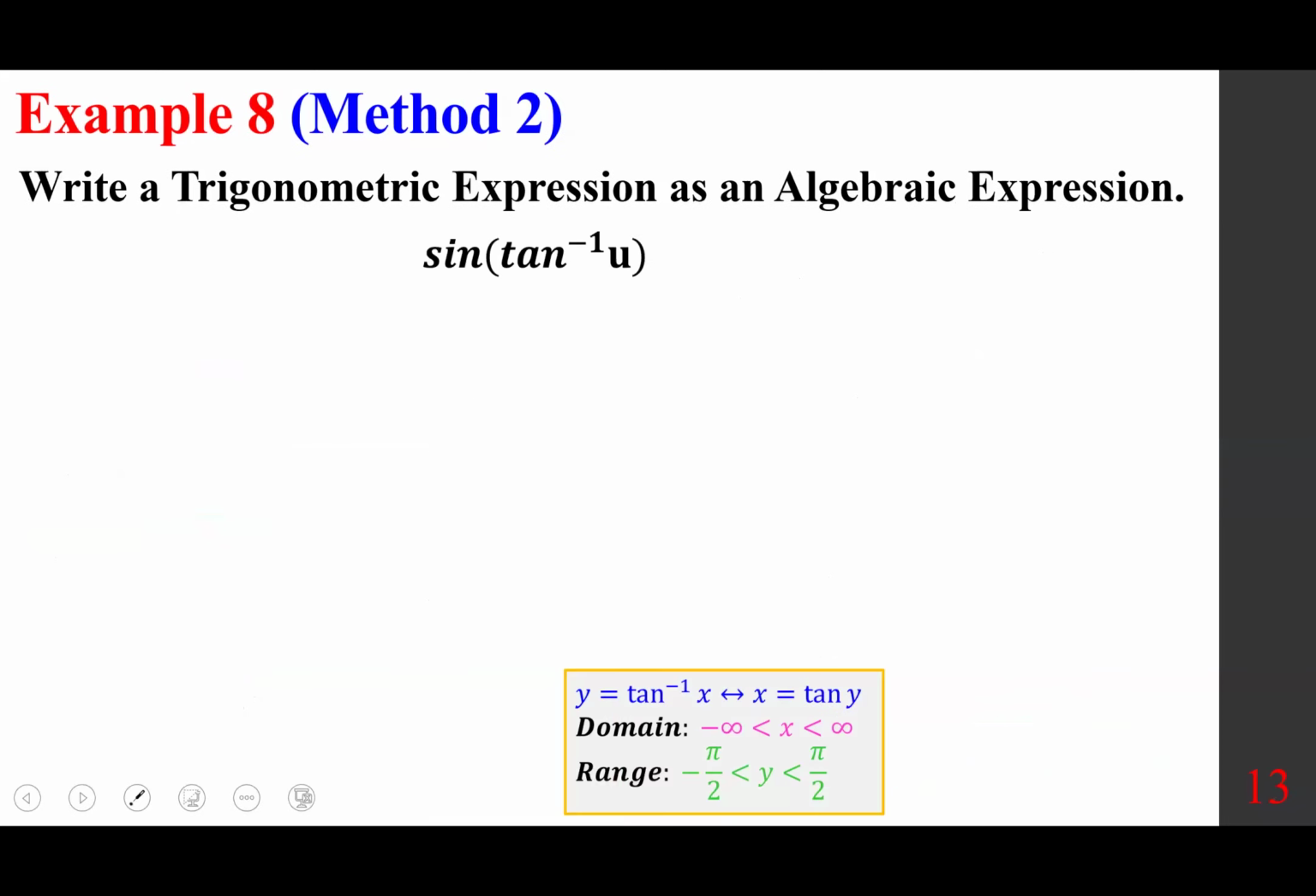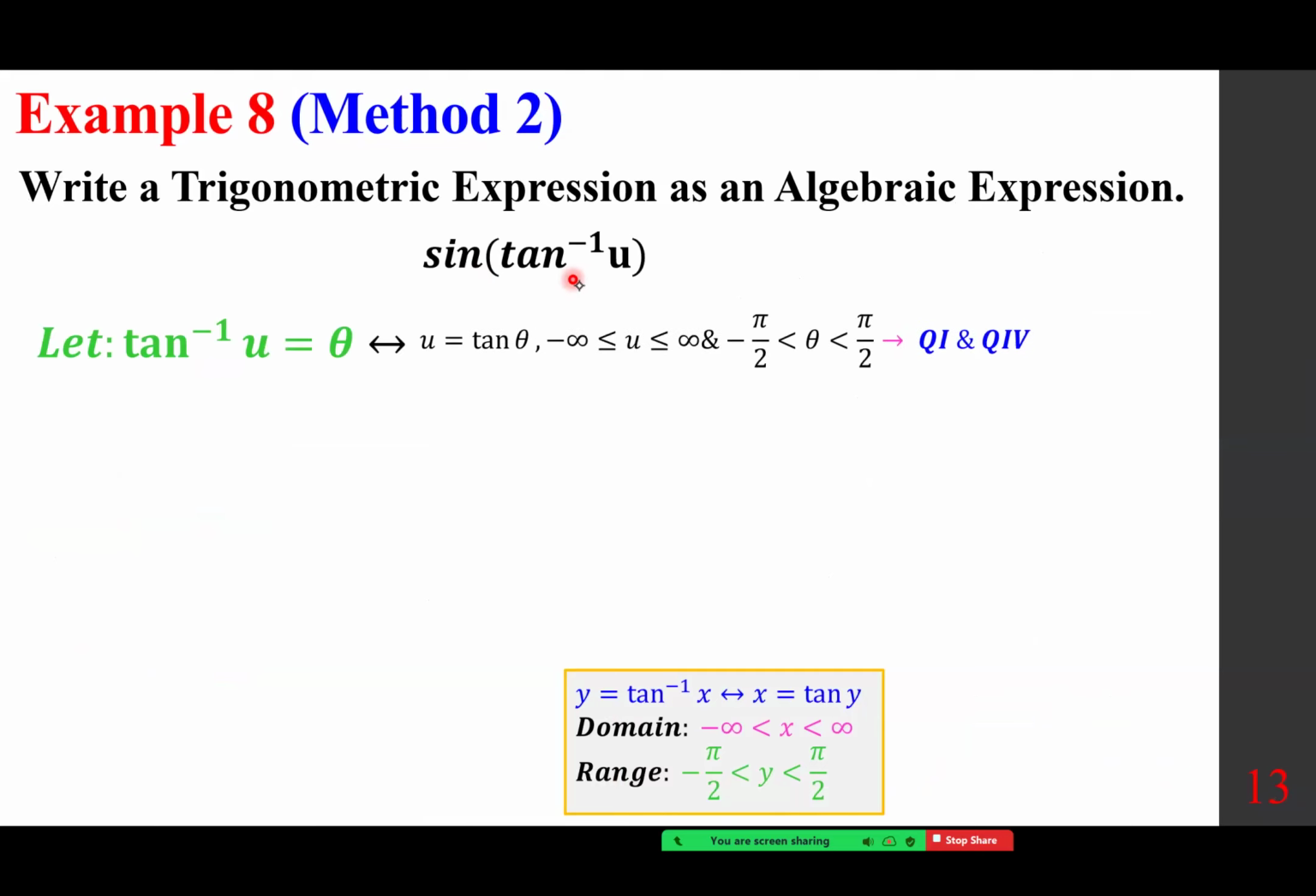We're going to repeat that with a slightly different method. And again, it's the same question. Tan inverse of u is theta, and again, all of this that was discussed before: u is tan theta, u is between negative and positive infinity, theta is between negative pi over 2 and pi over 2, quadrant 1 and quadrant 4.